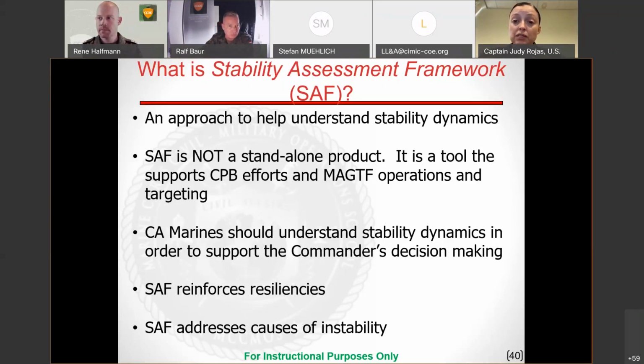It is also what civil affairs Marines should understand or should use so that they can understand those stability dynamics in order to be able to support their commander's decision making. Because we don't do civil affairs just for the sake of doing civil affairs. The whole point is to be able to help that commander make a more informed decision with those civil considerations. SAF also reinforces the resiliencies that we discussed in CPB, and it also addresses causes of instability also initially discussed within CPB. Next slide, please.